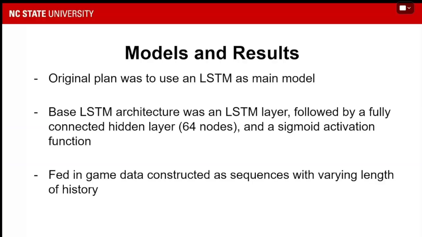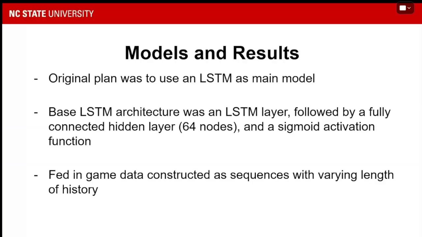Our base LSTM architecture used an LSTM layer followed by a fully connected hidden layer of 64 nodes, and then a sigmoid activation function to identify the winner. So if team 1 won, it was a 1. If team 2 won, it was a 0. And then we fed in game data from the regular season running up to the tournament as sequences that we wanted to check against.